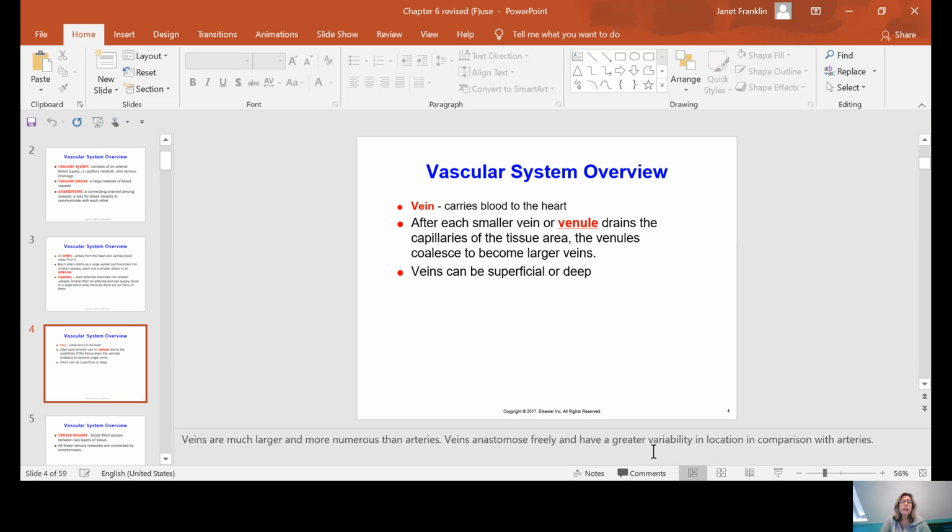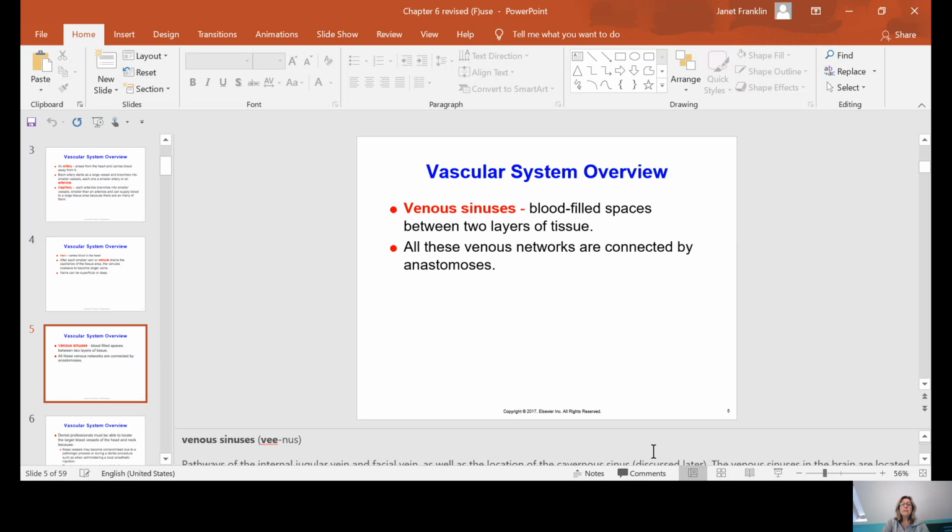A vein carries blood to the heart. So after each smaller vein or venule drains the capillaries of the tissue area, the venules, or the small veins, coalesce to become larger veins. So arteries start out big and then they break down to smaller little branches like a tree, and the veins are like the opposite of the tree. They start out as small little branches and pull together into the bigger, larger trunk.